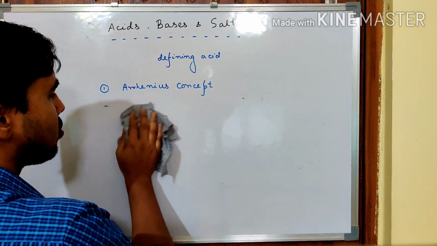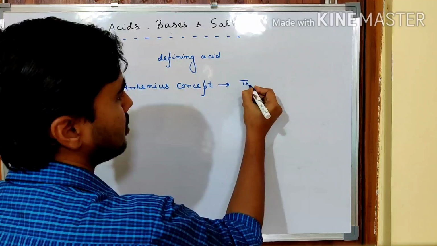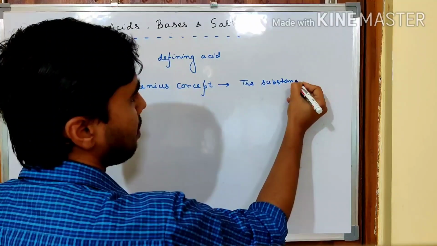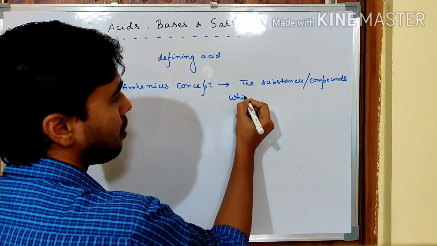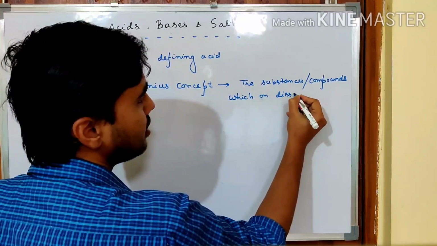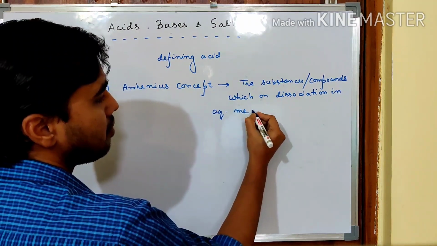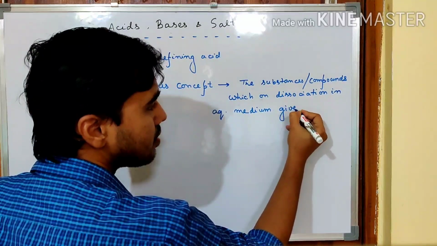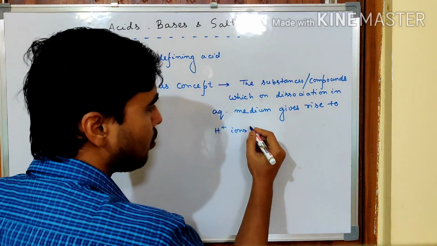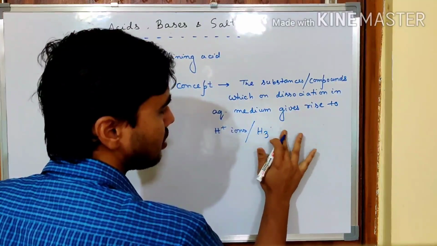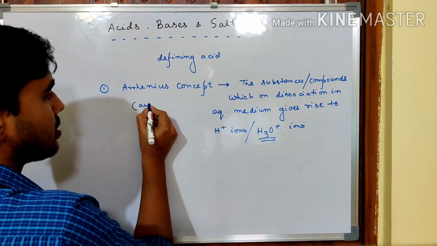So we will start off with the Arrhenius concept. What is the Arrhenius concept? That the substances or the compounds which on dissociation in aqueous medium give rise to H plus ions, or in some of the books it is written as H3O plus ions. It is called hydronium ions. So that is the Arrhenius concept for acid that we are discussing.